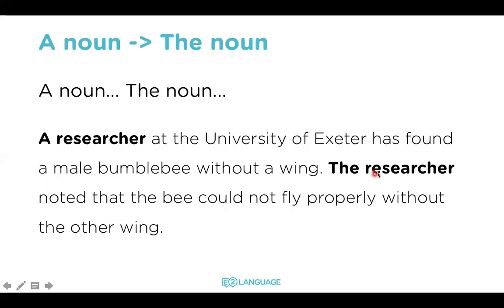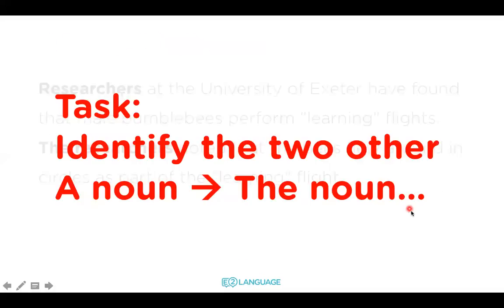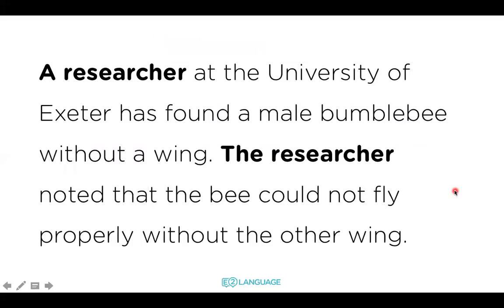The second time we mention the same noun, we say the researcher, or we say a bumblebee, blah, blah, blah, the bumblebee, blah, blah. A researcher, the researcher. Task. There are two more a noun to the nouns in that paragraph. I want you to find them for me. Type it into the chat.